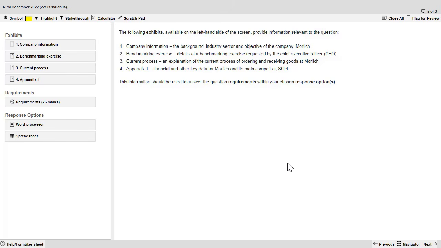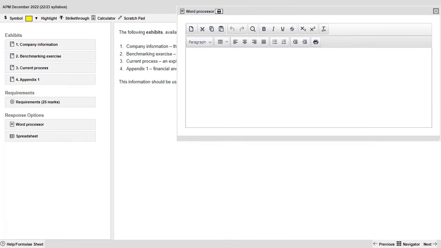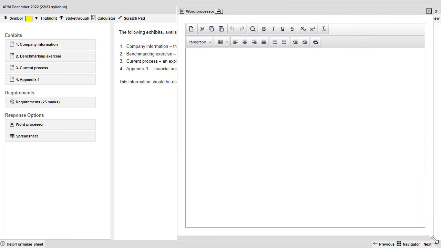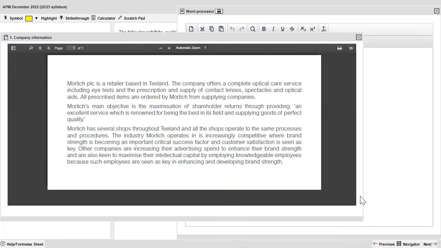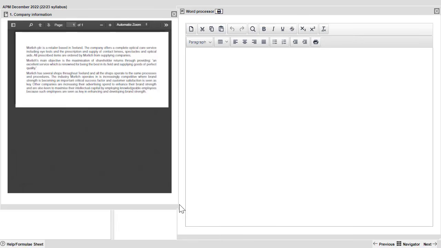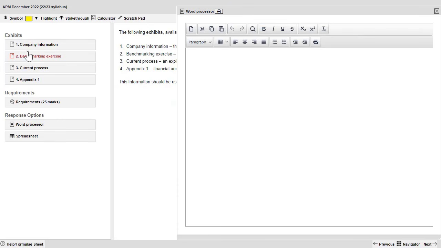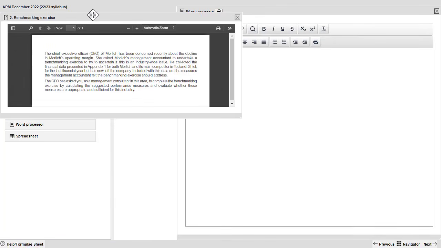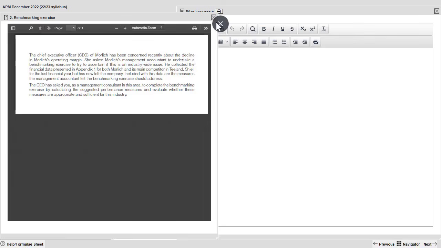So I recommend, first thing you do, organize your workspace. Open up the word processor. Let's park it on the right side of the screen. Let's open up all of the exhibits and get them on the left side of the screen. So when it's time to use this information, it's right there. You can close it and it will reopen to the same place where it was when you closed it.